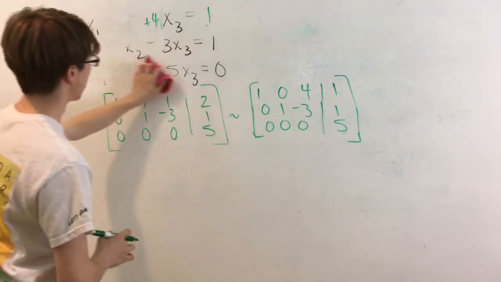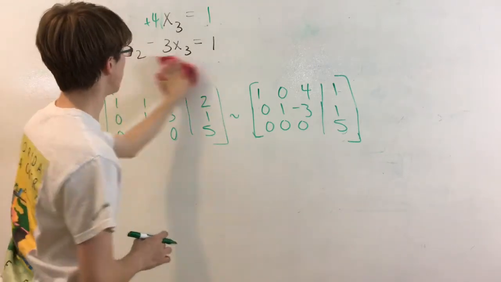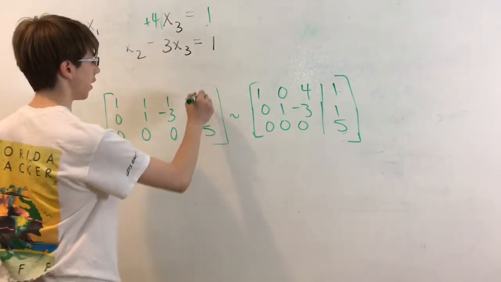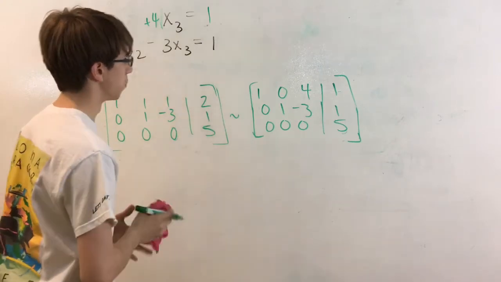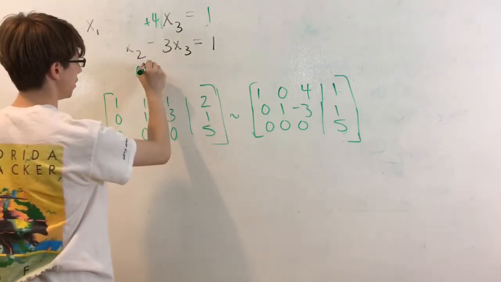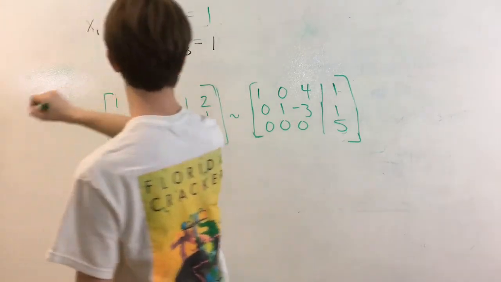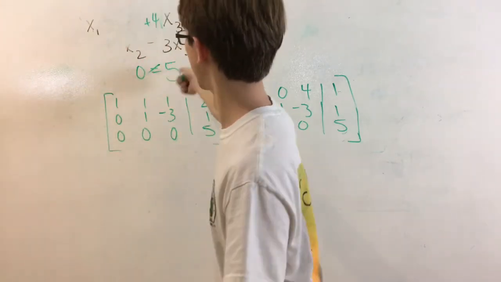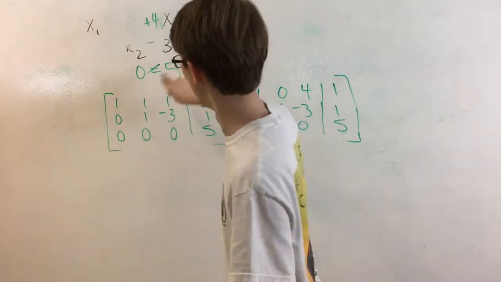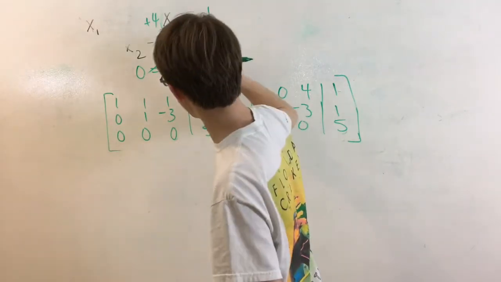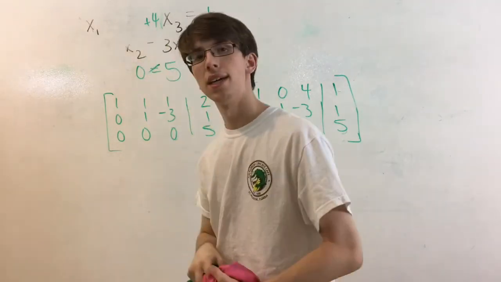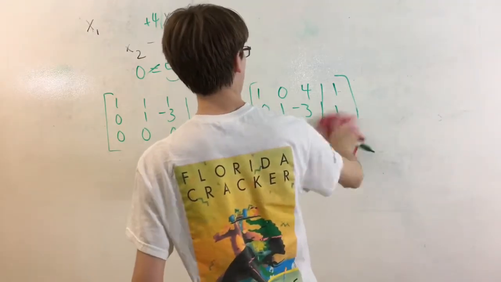And we end up with, but at the bottom, instead of saying x3 is free, right, we end up with 0 is equal to 5. And is 0 equal to 5? No, it's not equal to 5, so we know that this is false. There is no solution to this problem because there is a false statement here. All right?